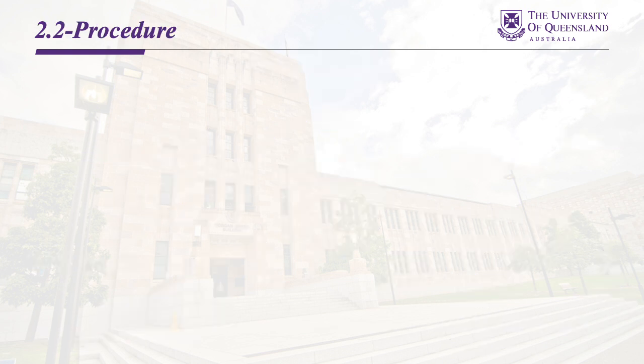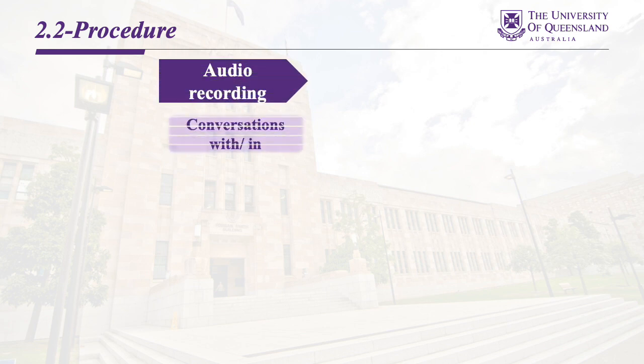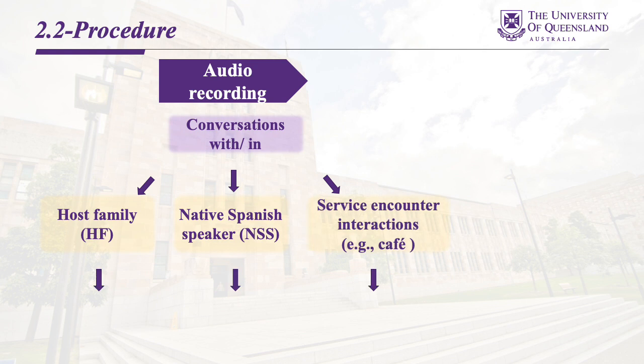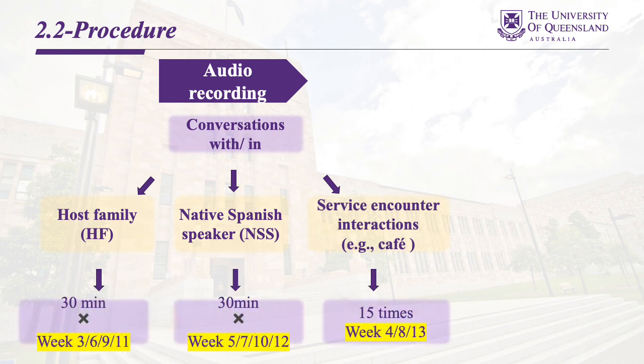Okay, let's move on to the procedure. Each student would record conversations with different people in different weeks, just as the slide shows. They need to record 4 conversations with host families and 4 with their age peers, and at least 15 interactions with different service providers in the local shops, for example, in the cafe, post office.